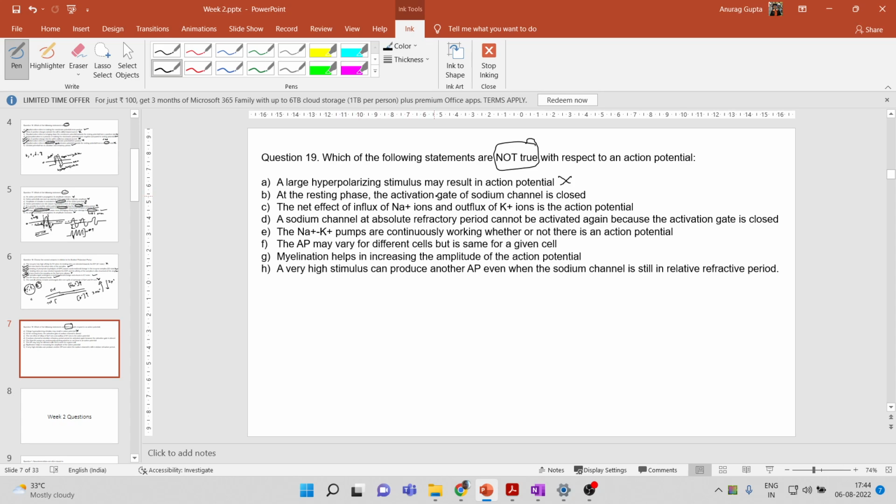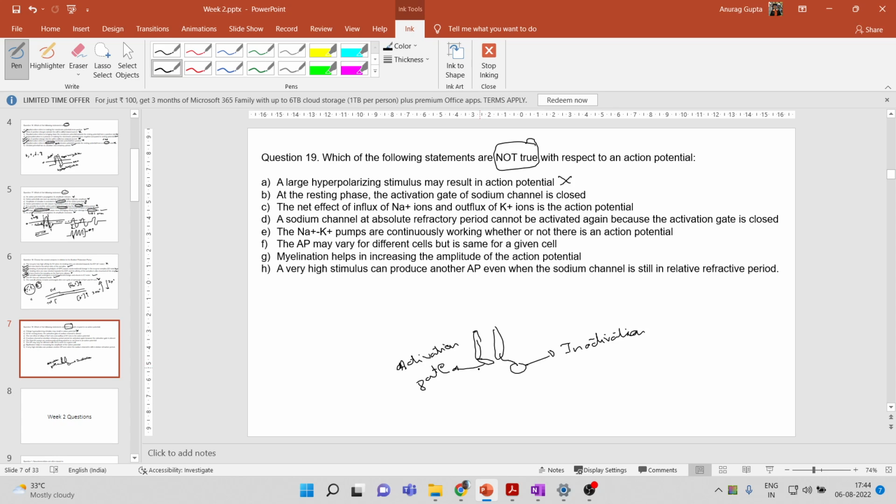At the resting phase, the activation gate of the sodium channel is closed. Let us recall what happens in the voltage gated sodium channel. We have two gates. One is the activation gate, and this is the inactivation gate. We had discussed this in the last class. At the rest phase, the activation gate of the sodium channel is closed.